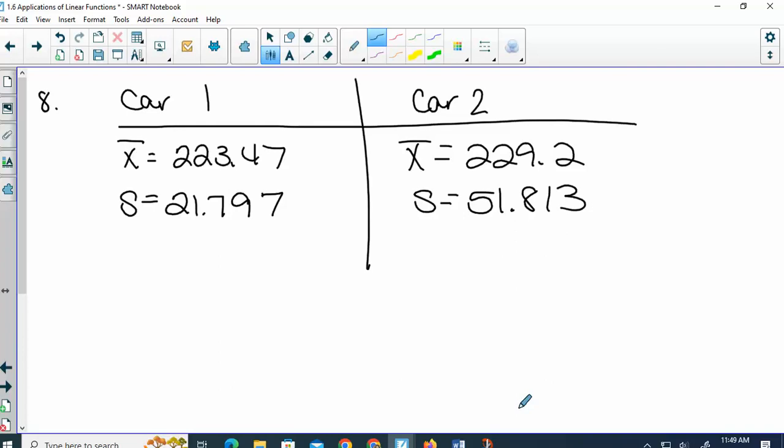So which of these two cars would you pick? Probably car 1. So something like this, you would have to be able to justify it. So we might say that even though car 2 has slightly better mileage, car 1 is significantly more consistent, so it would be the better option for us to go with. Is that okay?